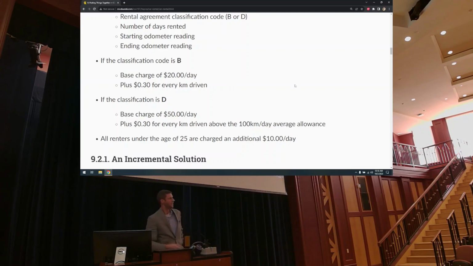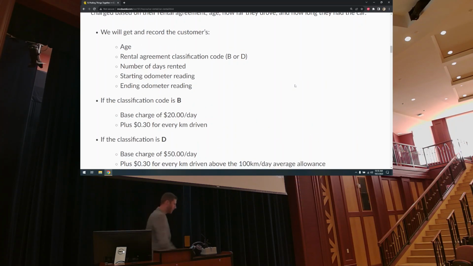That's what it is. Now, not overly complex, but let's take a moment and realize what we've got to do. We're going to need to know what their classification code is. We need to know their age. We need to know how many kilometers they drove. Then we also need to know the average number of kilometers they drove a day and figure out, if it's classification code D, how many kilometers is it above the 100 allowance that they're allowed to have?